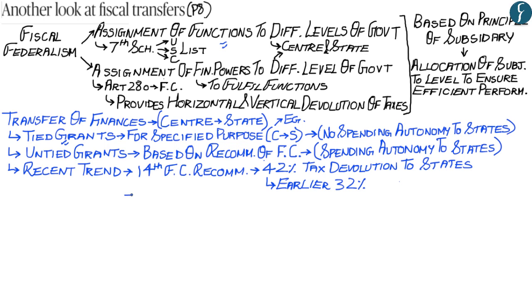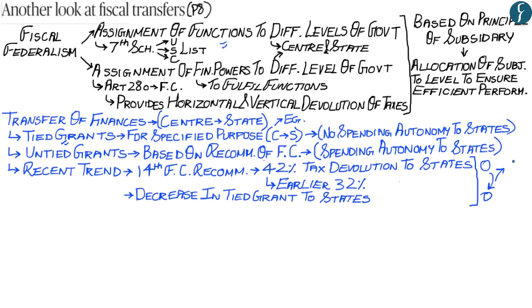However, another recent trend which has been seen is that this 10% increase in the tax devolution to the states has been made possible through a decrease in the transfer of tied grants by the centre to the state governments. So therefore, what this means is that the amount of money which would then be available to the states would basically be equal to the earlier amount. However, what would largely be seen now is that the state governments would have much more autonomy to a larger amount of money as compared to earlier.